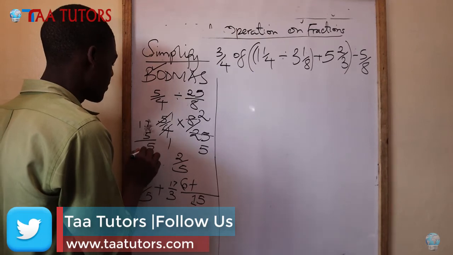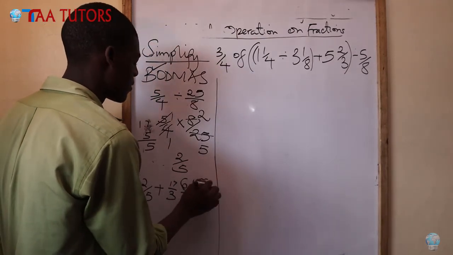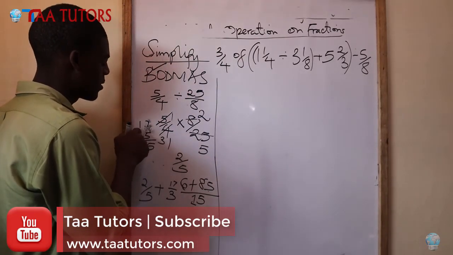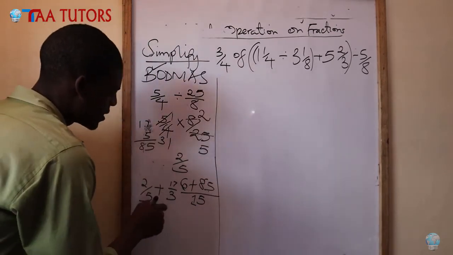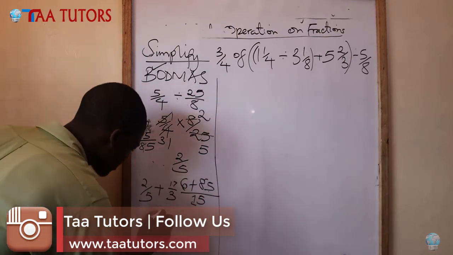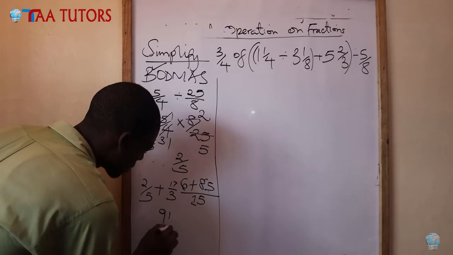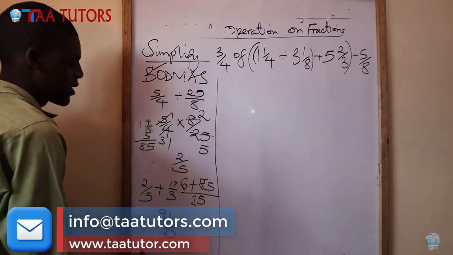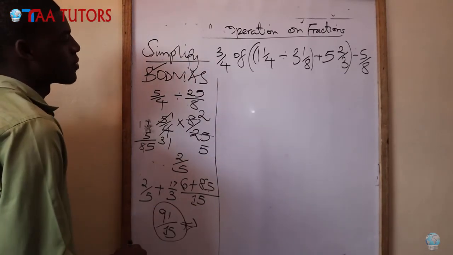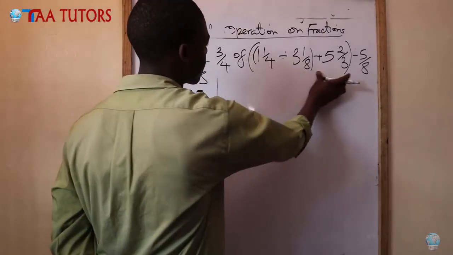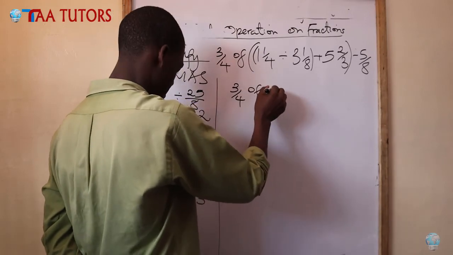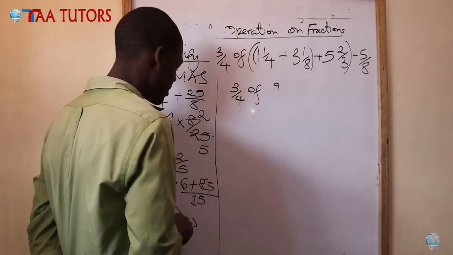The answer there is 85. Because that is 35, we write 5, we carry 3, then 5 times 1 plus 3 is 8. So we have 85 plus 6 over 15. That one is going to give us 91 over 15. We can decide to use it this way or go forward to write it into mixed fraction. So when we are through with the bracket, we come and rearrange. We have 3 over 4 of 91 over 15, because the whole of bracket is giving us 91 over 15.